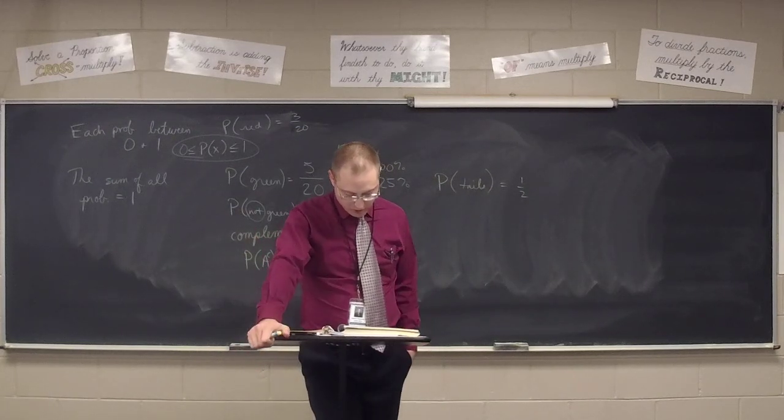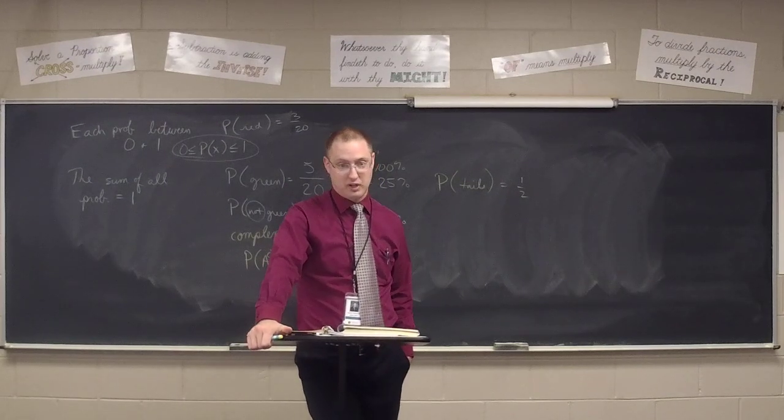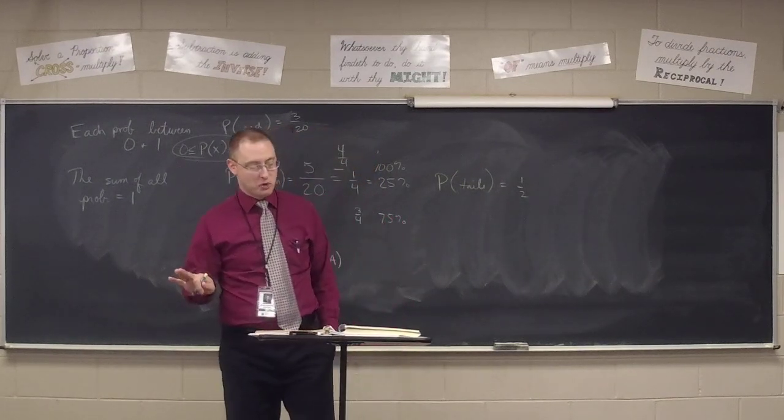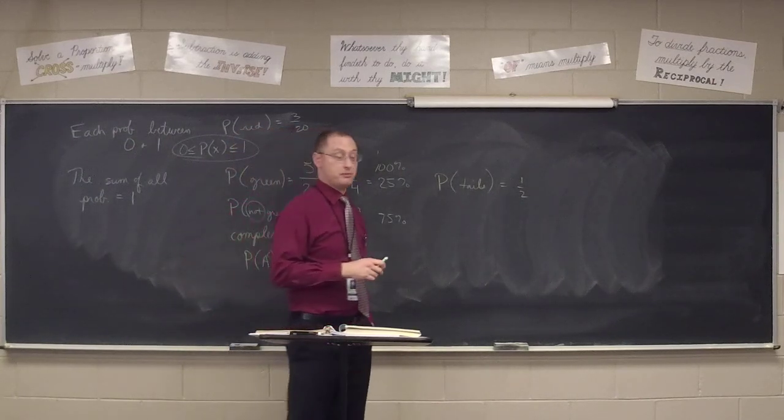Let's see, what's the probability of rolling a sum of 12 on 2 6-sided number cubes? All right, now, we actually won't go into this too much, but the probability of a 12. How would I notate probability of 12?